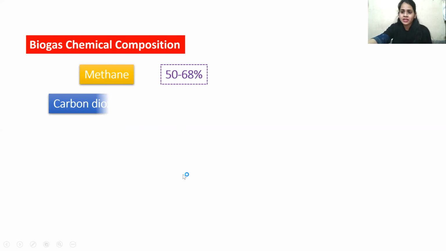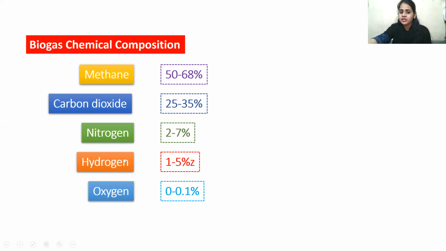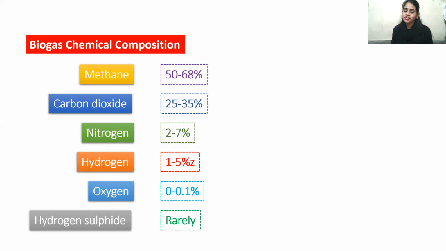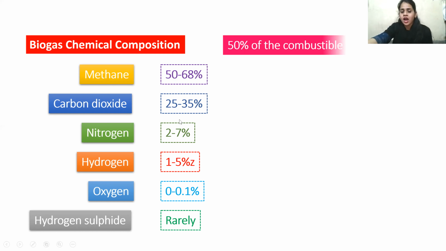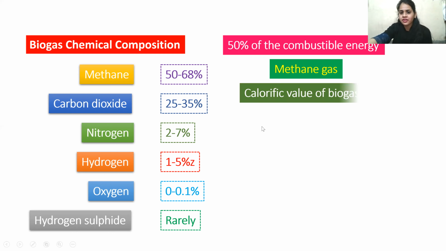Now the chemical composition of biogas: methane is approximately 50 to 68%, carbon dioxide is 25 to 35%, nitrogen is 2 to 7%, hydrogen is 1 to 5%, and oxygen is 0 to 0.1%. The last one, hydrogen sulfide, is rarely found in biogas. You can clearly see that methane is the most, which is 50 to 68%, and this is the combustible energy part. The calorific value of biogas is around 23 to 28 joules per meter cube.